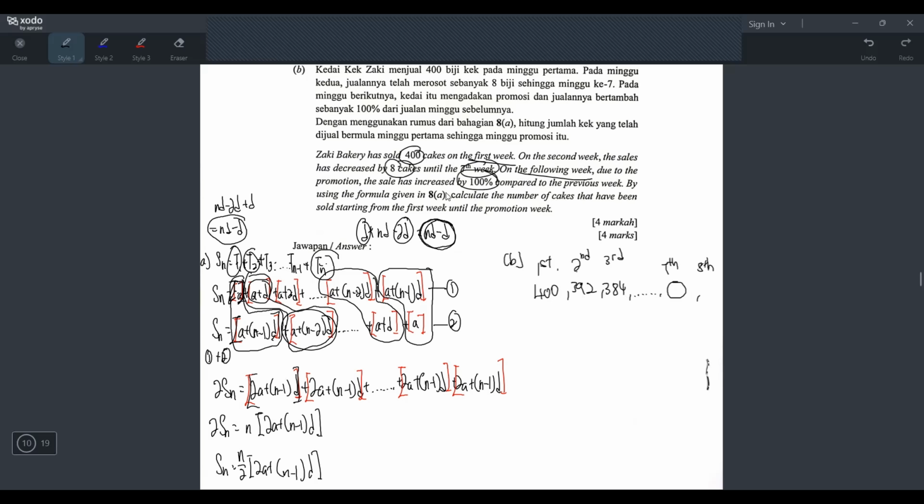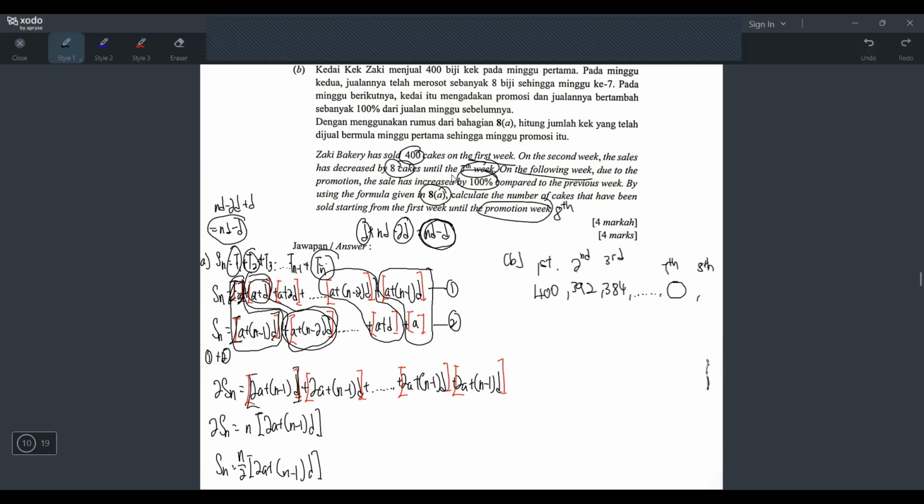By using the formula given in 8A, which is the SN, calculate the number of cakes that have been sold starting from the first week until the promotion week. It means until the 8th week. So what happens here? From the first week to the 7th week, the number keeps minus 8, minus 8, minus 8, minus 8. But the 8th week, it never decreased.